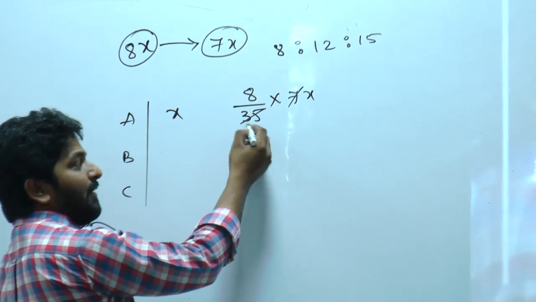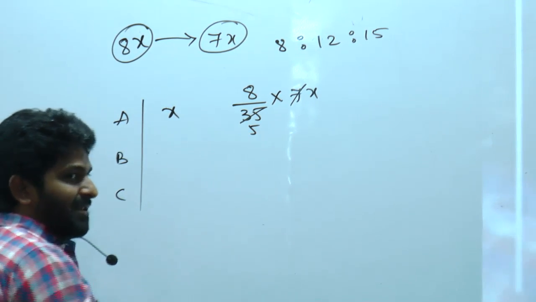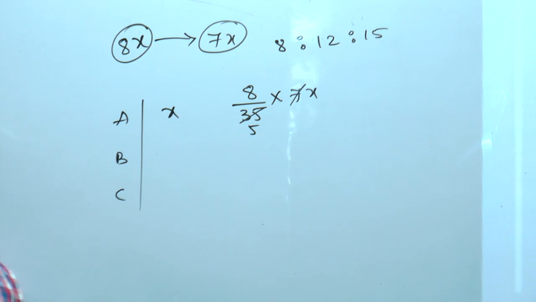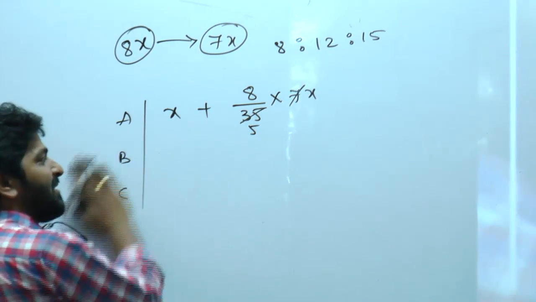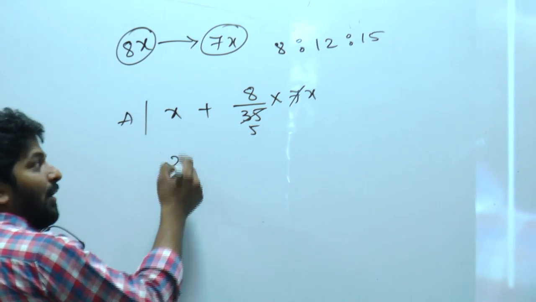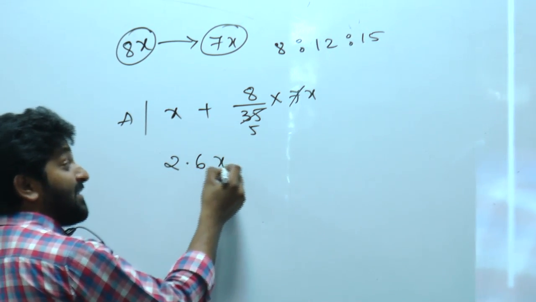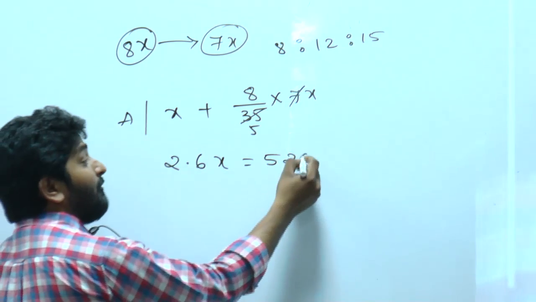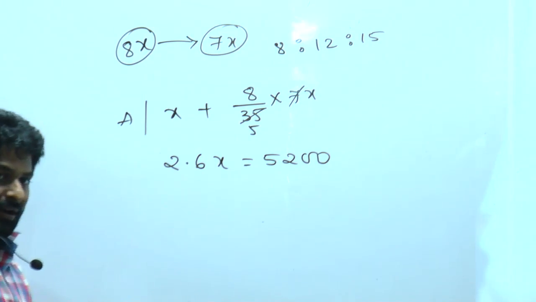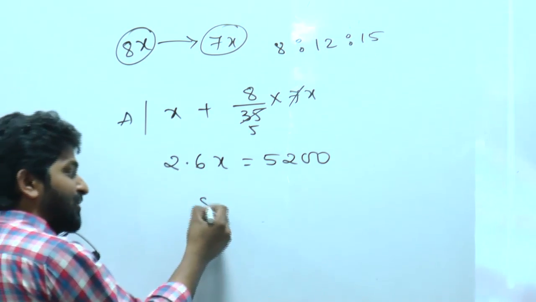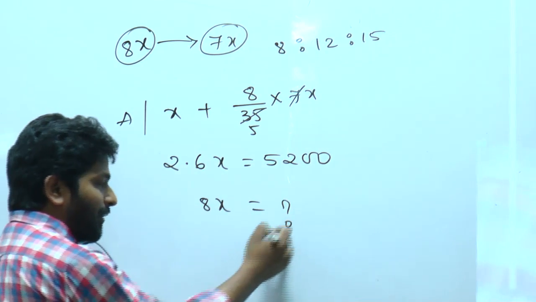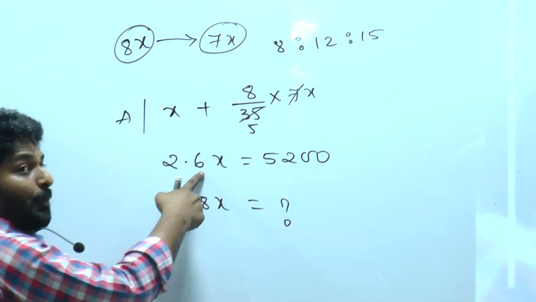7 by 35, how many times? 5 times. 8 by 5 is 1.6x. So total is X plus 1.6x, which is 2.6x, equal to 5,200. You're asked about the total profit, which is 8x. 8x is equal to how much? 2.6.